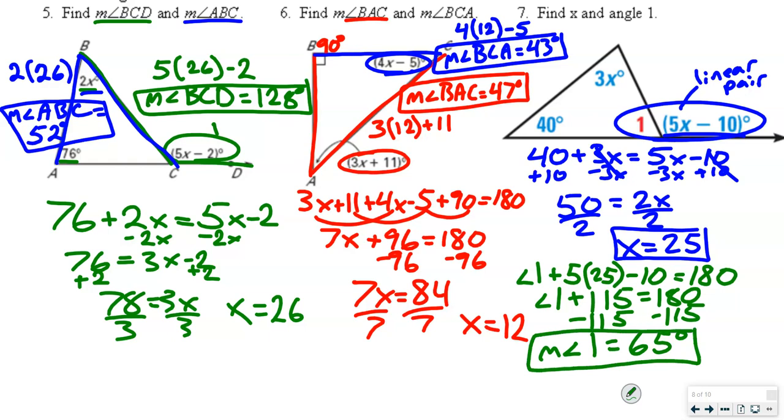And if you want to check your work, we can plug 25 in for x with 3x. You would get 75. 75 plus 40 is 115. And we know they all three need to add up to 180, so we would subtract 115 from 180 and still get 65 for angle 1. So that works either way using interior angle theorem or linear pair for that. So that is it on part 2 of the notes. Make sure you do your homework.